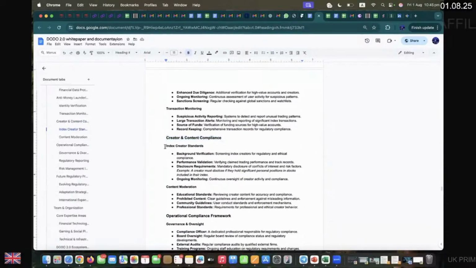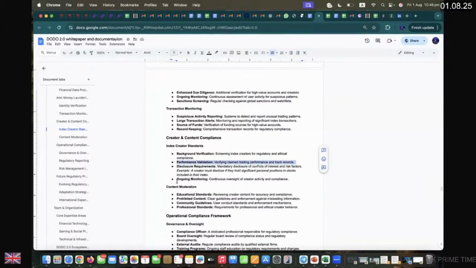Index creator standards. Background verification: we will do screening for index creators for regulatory and ethical compliance. Performance validation: verifying claimed trading performance and their track records. Disclosure requirements: mandatory disclosure of conflicts of interest and risk factors. For example, a creator must disclose if they hold significant personal positions in stocks included in their index.